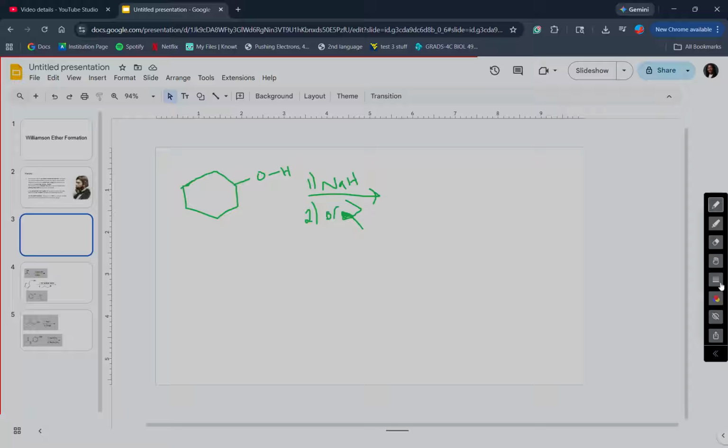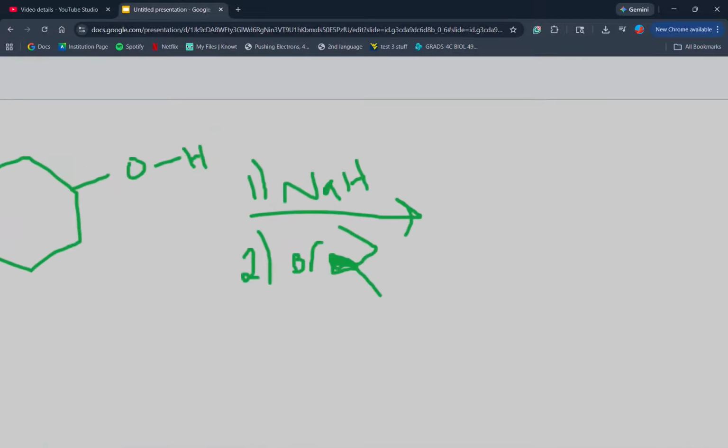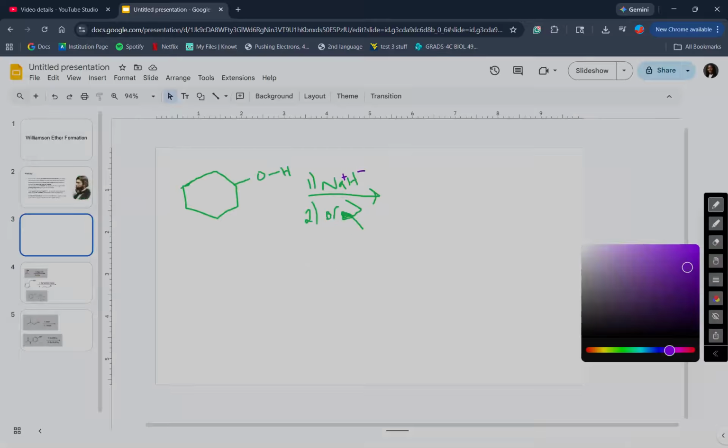First, I want to make this really clear that it's Na plus H minus. Everybody knows, hopefully, that we have a charge there. So our first step is that the hydride is going to attack the hydrogen here, causing these electrons to carry over to the oxygen. That means we are going to get our alkoxide.